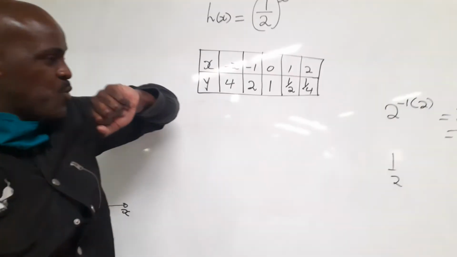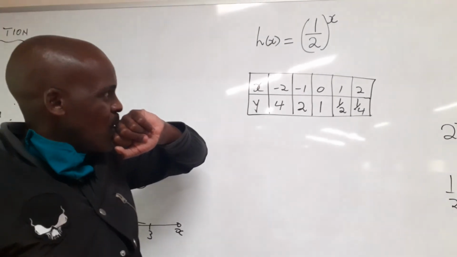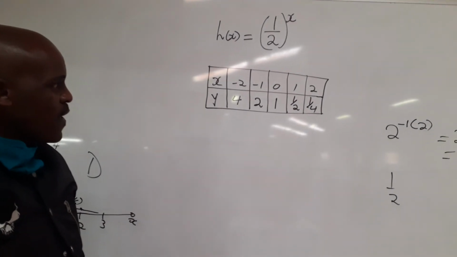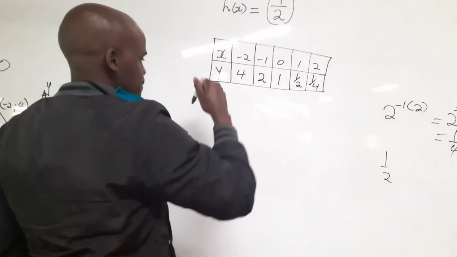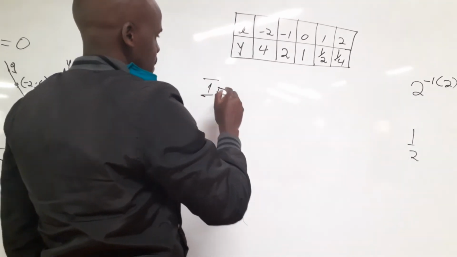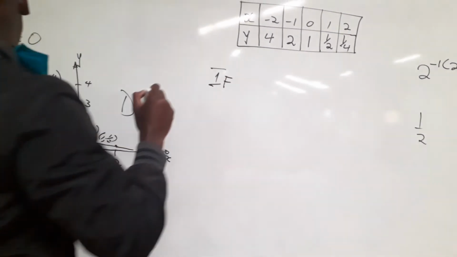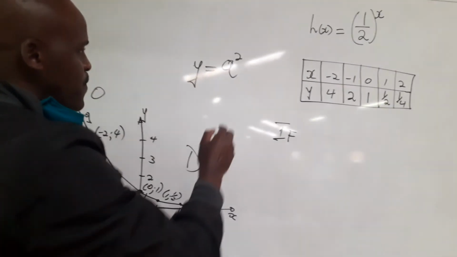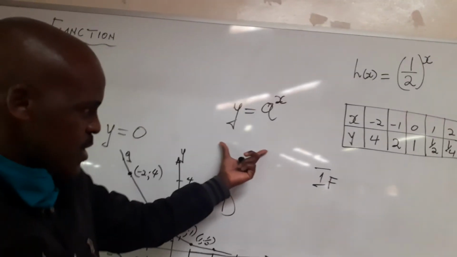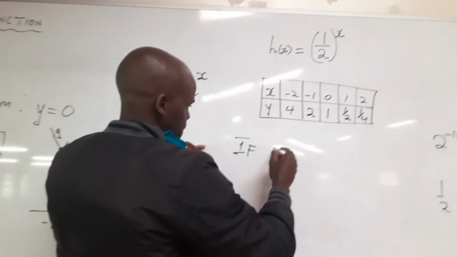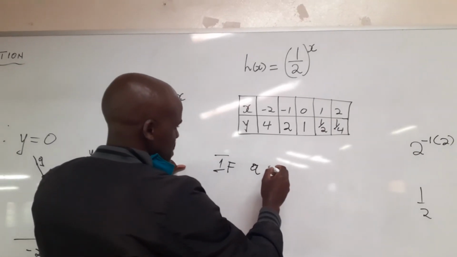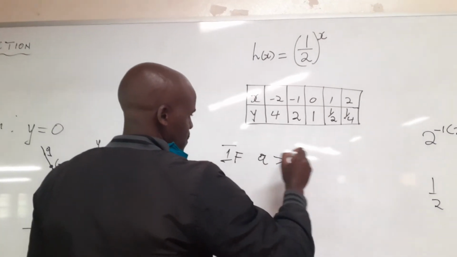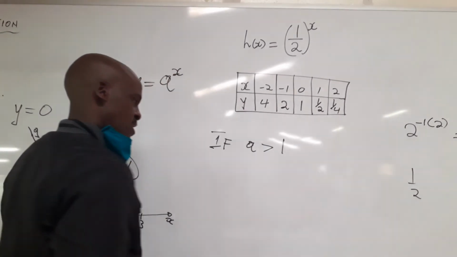But look, our exponent is positive. What is it that makes this function to decrease? It is the base. So if the base, in this case, let's say we have y is equal to a exponent x. In this case, if a is greater than 1, let's say it like that.